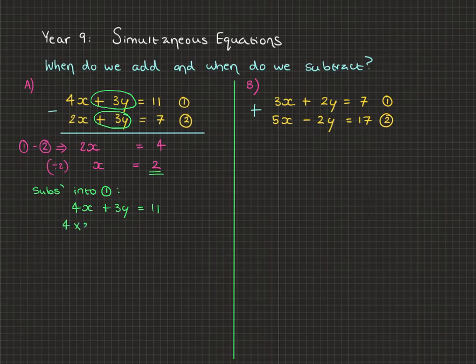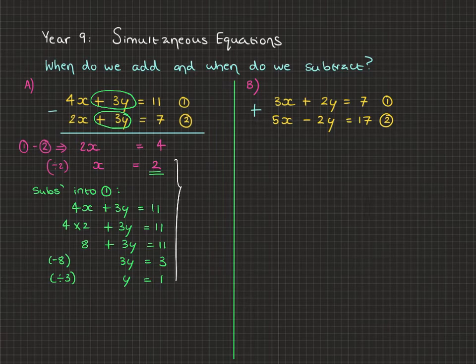So that's 4 times 2 plus 3y equals 11, or 8 plus 3y equals 11, and then I have a very simple equation to solve. Subtract the 8, so 3y is equal to 3, divide by 3, and then y is equal to 1. And then just to clarify, my answers are x equals 2 and y equals 1.